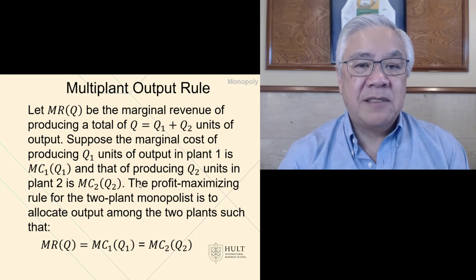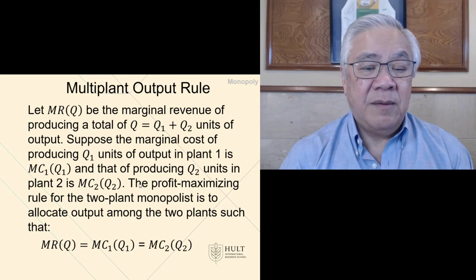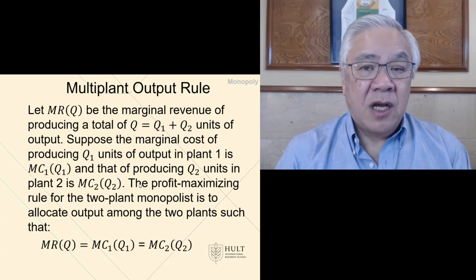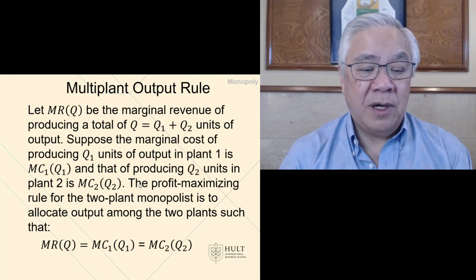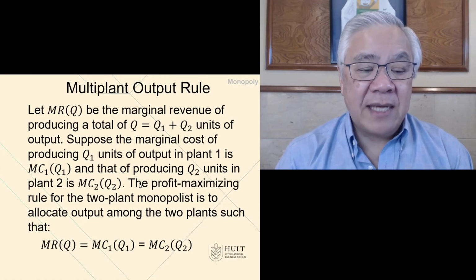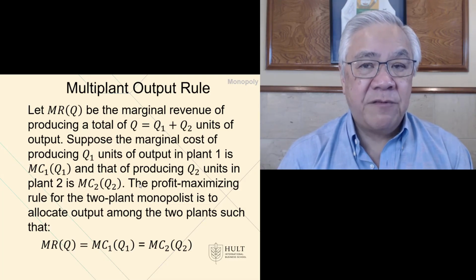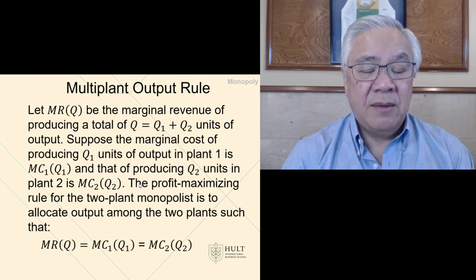So let's derive the multi-plant output rule. If the marginal revenue for Q, where Q equals Q1 plus Q2, where 1 and 2 are plants, and let's say the marginal cost of Q1 is MC1 for plant 1, and for plant 2 is MC2, then the profit maximizing rule for the two-plant monopoly is such that the marginal revenue faced by the firm, which is MR of Q, equals the marginal cost of plant 1, and it also equals the marginal cost of plant 2.